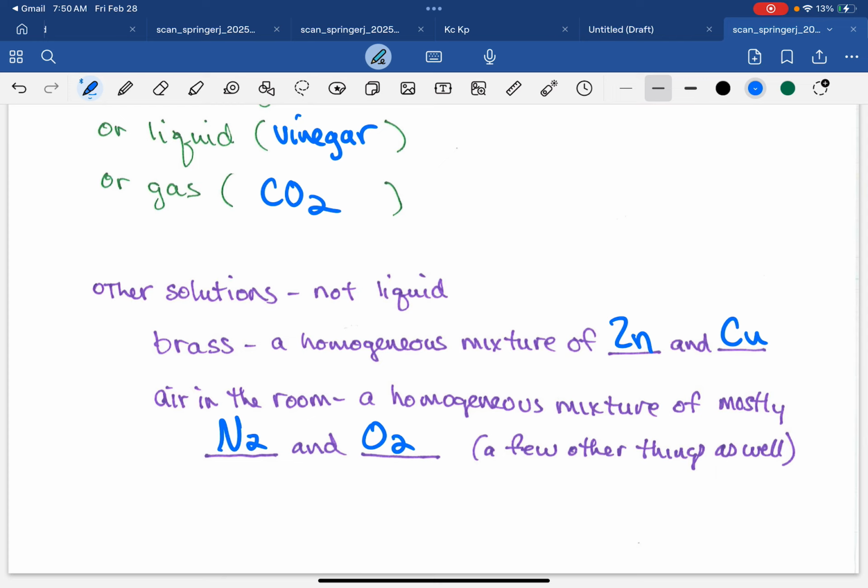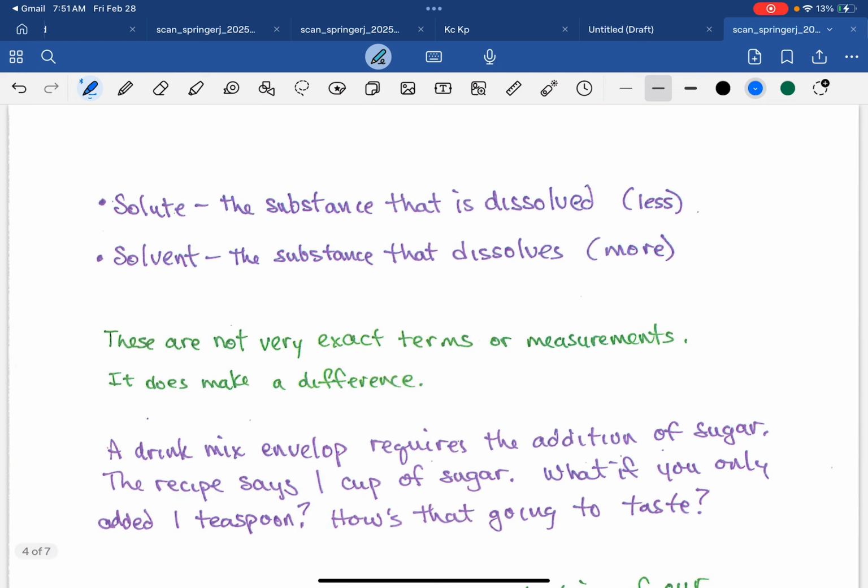And so it doesn't really matter where you are in the room. It's not like there's a pocket of oxygen somewhere and short on oxygen other places. It's pretty much the same all the way through. So those are some different examples of types of solutions.